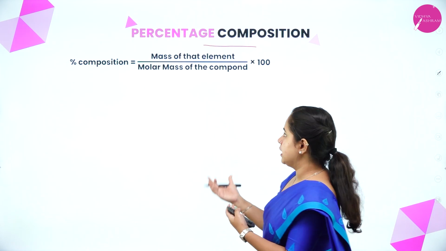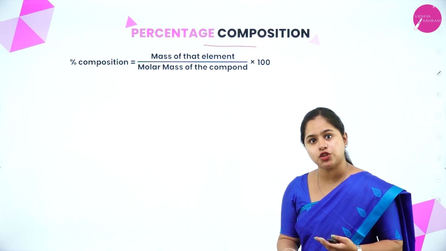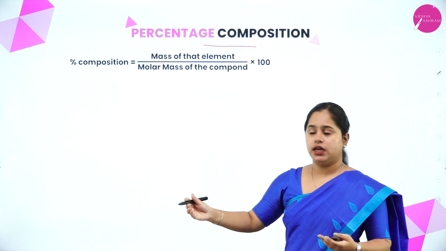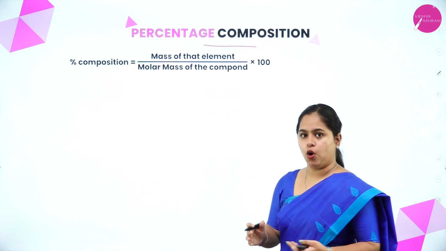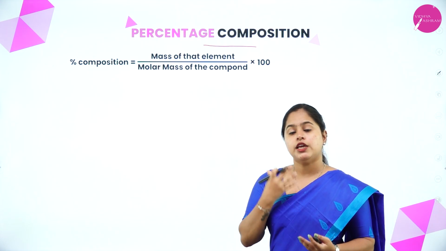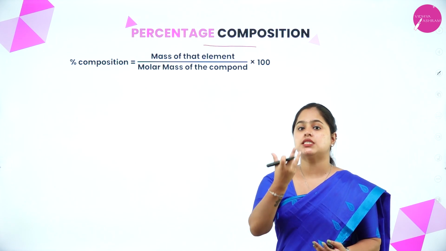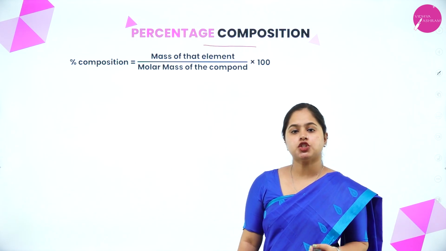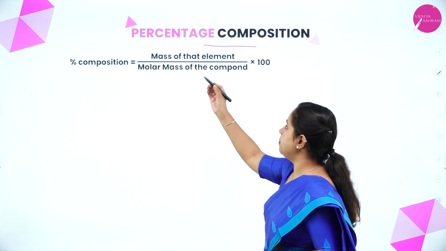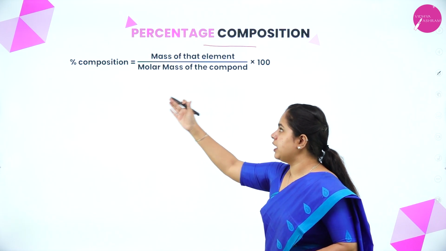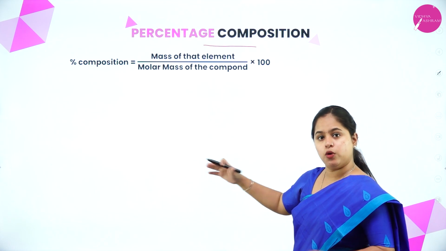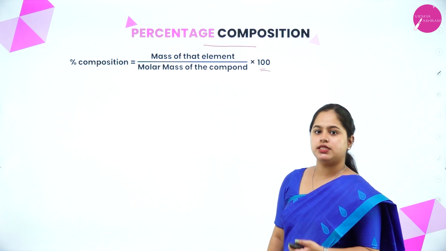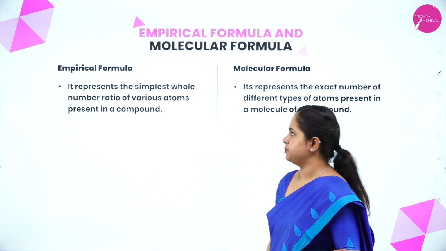So in the case of a compound, how do you find percentage composition? In a compound, if you have to find out the percentage of any of the elements present, what will be the percentage composition of that element? It will be the mass of that element divided by the molar mass of the whole compound, multiplied by 100. Yes, so this is percentage composition.